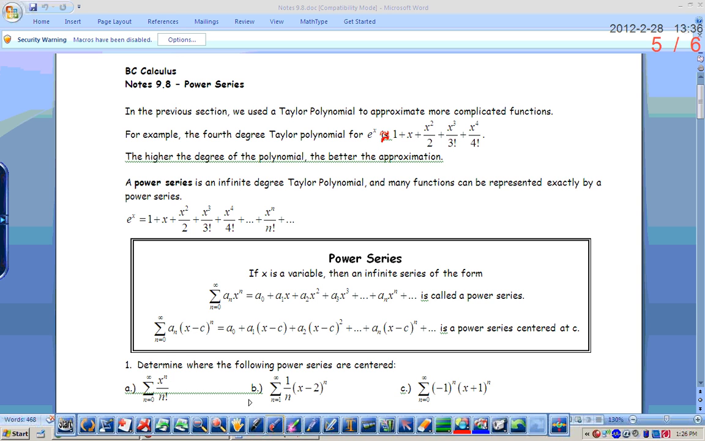So the first thing I want to do is determine where the following power series are centered. So where do you think a is centered? 0. Right. c equals 0. All right, where do you think b is centered? 2. And where do you think c is centered? Negative 1. We haven't had much experience with c being negative numbers, but that point of tangency for the polynomial can be a negative number.